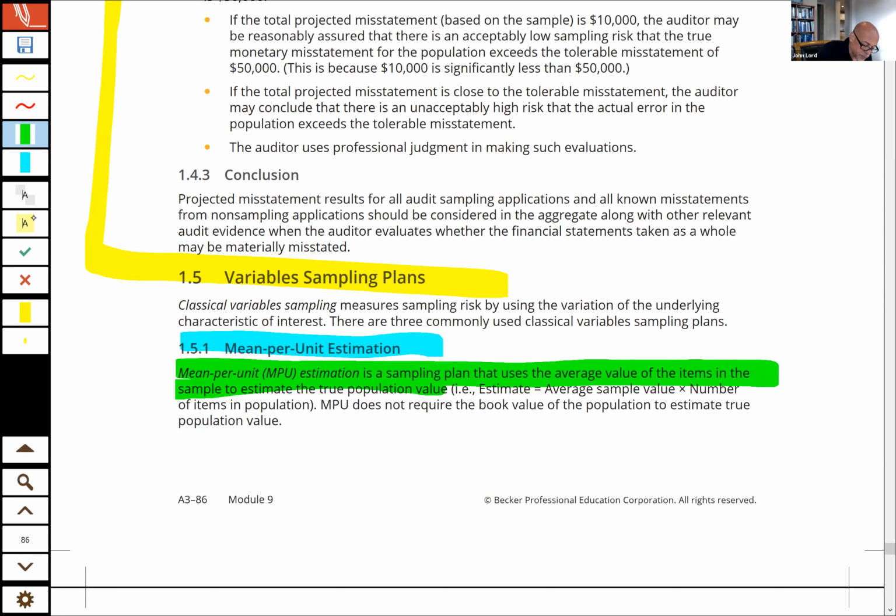Now, this is the part I want you to flashcard right here. The mean per unit method does not require the book value of the population to estimate the true population value. Just go ahead and flashcard that. We're going to look at the example here in a little while. And then when you look back at this and make the flashcard, you'll remember that example and how the example illustrated what's special about first mean per unit.